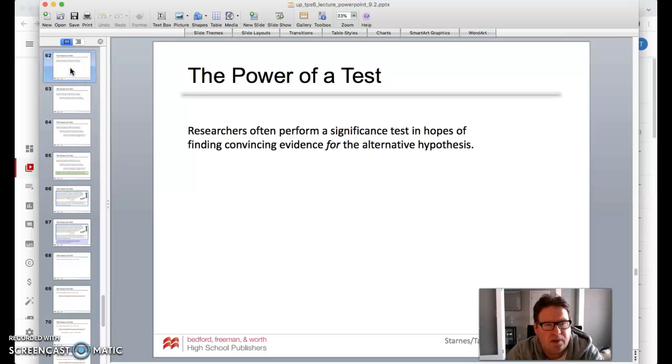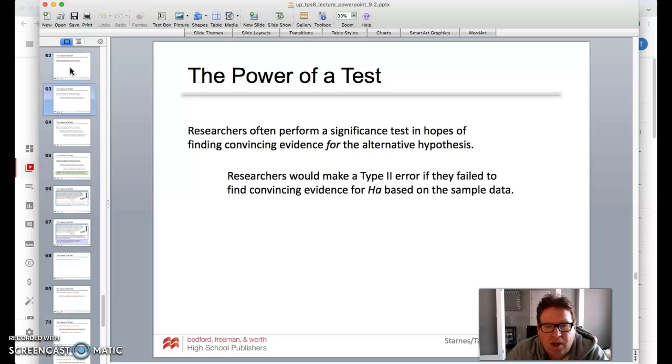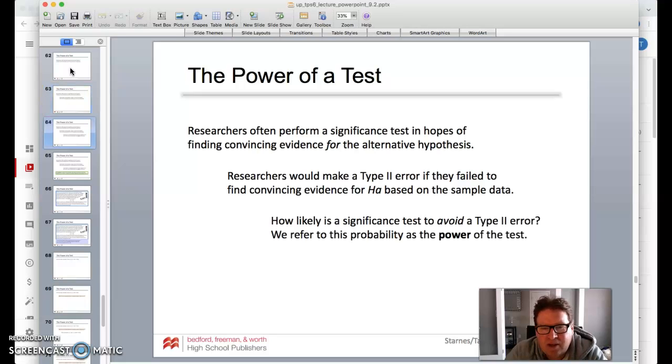All right, this last part of section 9.2 is we're going to talk about the power of a test. Now, researchers often perform significance tests in hopes of finding convincing evidence for the alternative hypothesis. So they're always looking for that. So researchers would make a Type II error if they fail to find convincing evidence for the alternative hypothesis based on the sample data. Now, how likely is a significance test to avoid a Type II error?